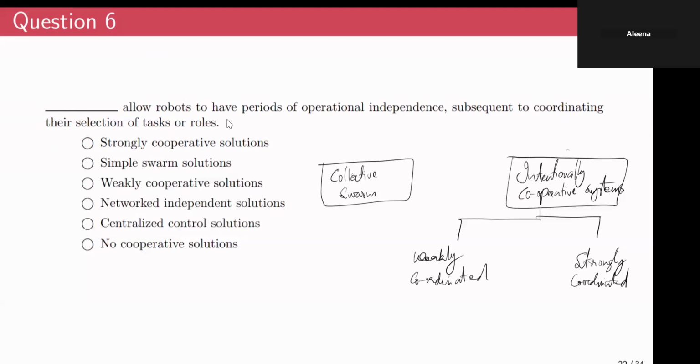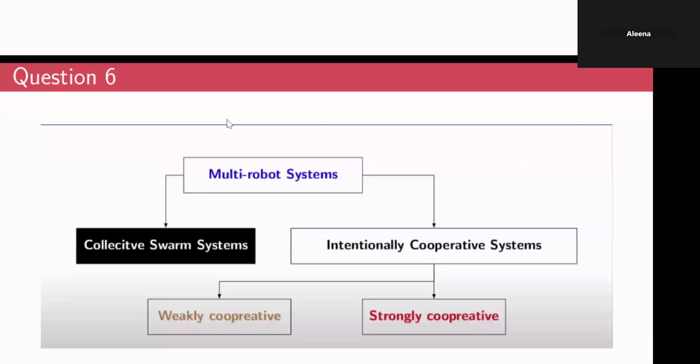Yeah, exactly. The answer you gave is indeed right. Weakly cooperative systems. Just as the name specifies, their level of coordination is actually very weak, depending on the situation or the task. Weak cooperation means that most of the time they are independent on their own. That is exactly what the question says. They have operational independence, and when required, they can perform some task, cooperating with other robots. So the answer is indeed weakly cooperative solutions.